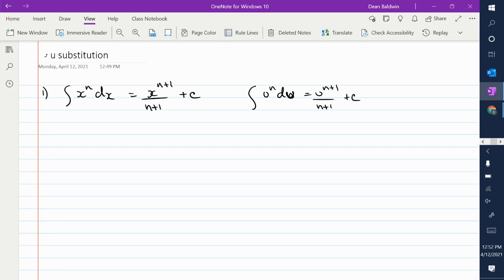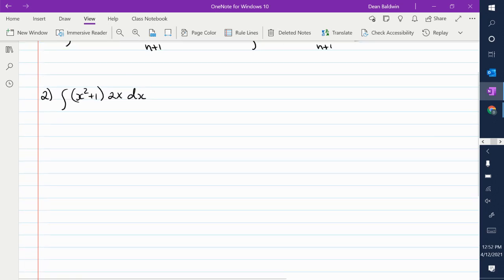So we're just going to go through a bunch of examples here. If I gave you this, well, let's just talk about this first, okay? So x squared plus 1 times 2x dx. I want to know the antiderivative of that. What would you do to solve this?